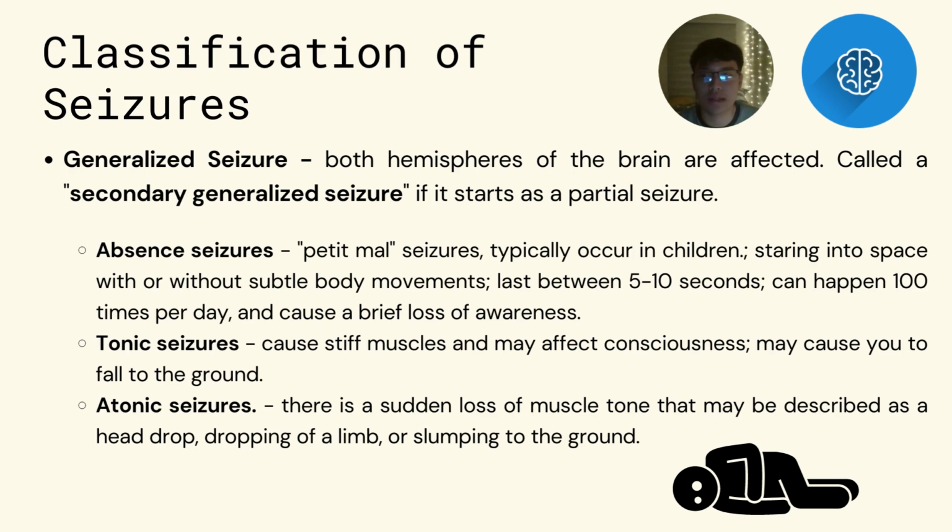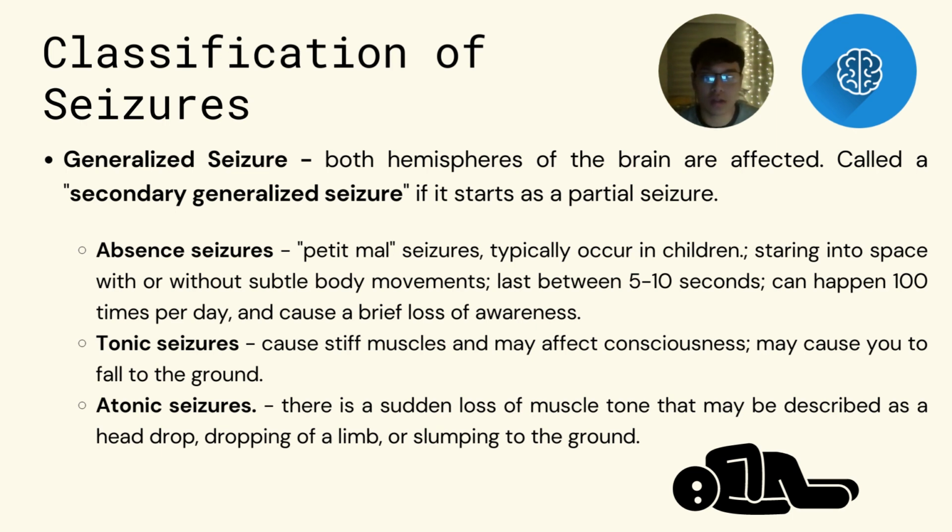Next, we have generalized seizures, which typically occur in children. These are seizures that don't just affect one area of the brain but all the areas of the brain. And there are 6 types of generalized seizures. First is absence seizures. They are called absence seizures because they are characterized by staring into space with or without subtle body movements such as eye blinking. And they only last between 5 to 10 seconds.